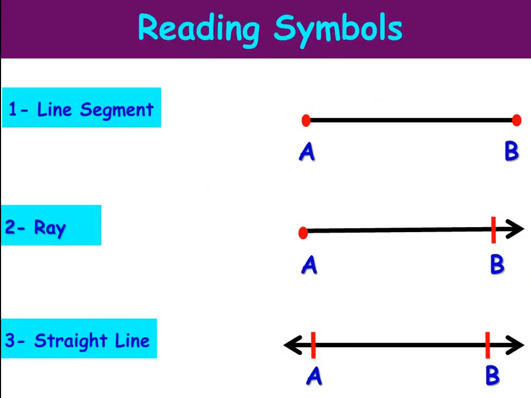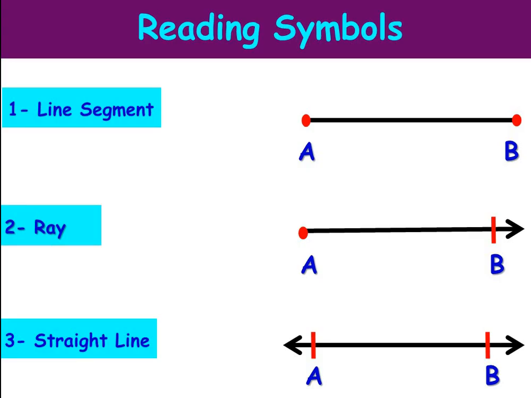As for reading the symbols for each one of them, we have to learn how to read the straight line, the line segment, or the ray. So we just put the letters on the starting and ending point as follows. For the line segment, we put A, B. A stands for the first point, which is the starting point, and B for the ending point. For the ray, we put letter A for the starting point, and we put a small dash to name the other side, the non-ending point. For the straight line, we put them as follows.